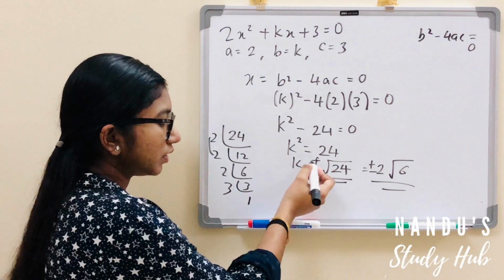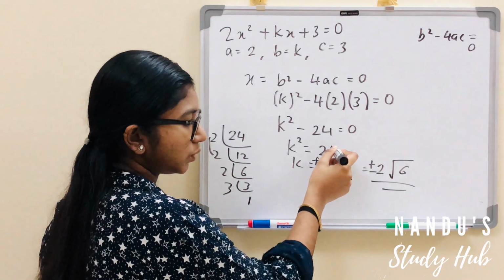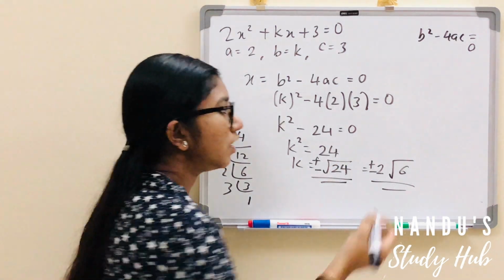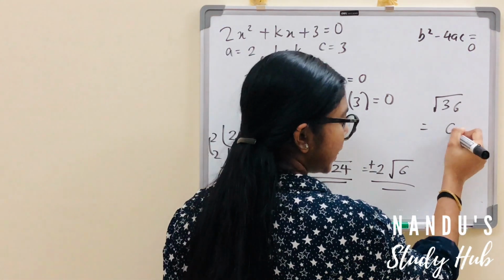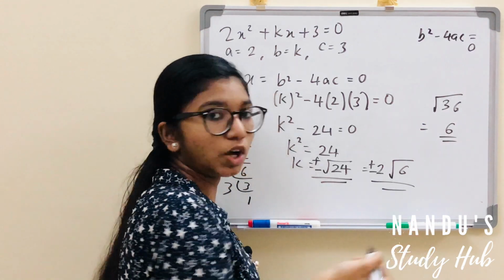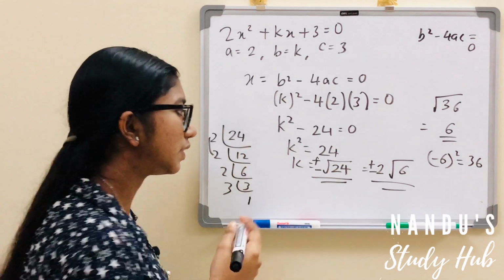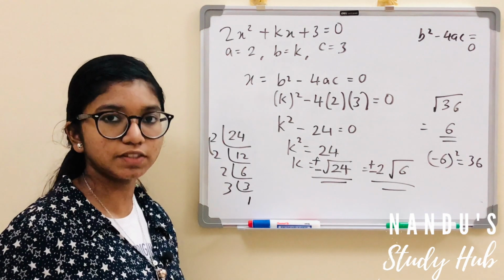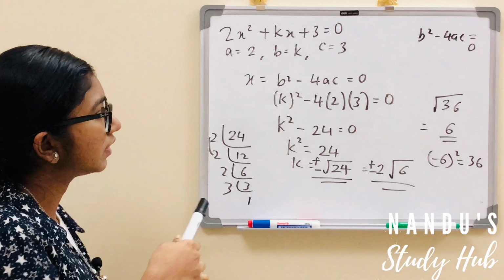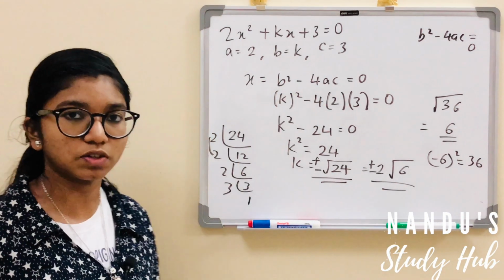Why we write plus or minus root 24 is because if we take this 24 as some other number which is a perfect square, for example 36, then root of 36 will give you 6. But this 6 can either be positive or negative, as minus 6 square is also going to give you 36. So that's why we write plus and minus root 24 instead of writing any one. So here the value of k is plus or minus 2 root 6. So we'll do one more question of the same type.